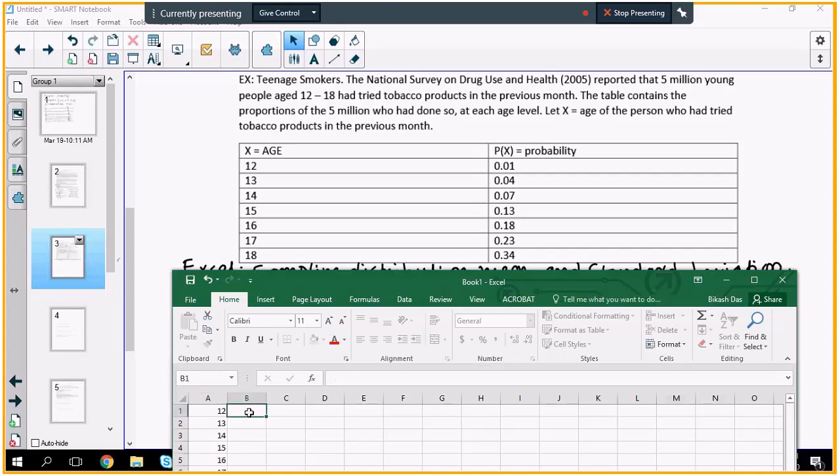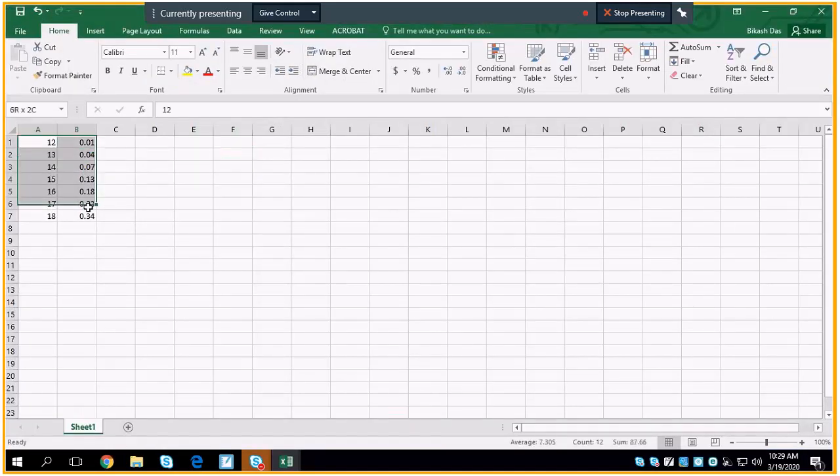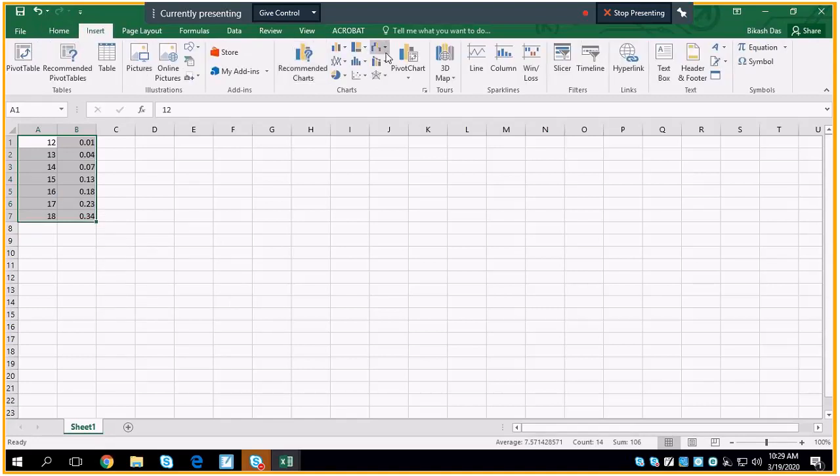And then I'm going to fill in the information for the probabilities. 0.01, 0.04, 0.07, 0.13, 0.18, 0.23, and finally 0.34. Once I have input all that information, I'm going to select both of the columns altogether. Then I will click on Insert, and it will show me all types of possibilities that you can use to graph statistical data. Since I want a bar graph, I will select one of these.